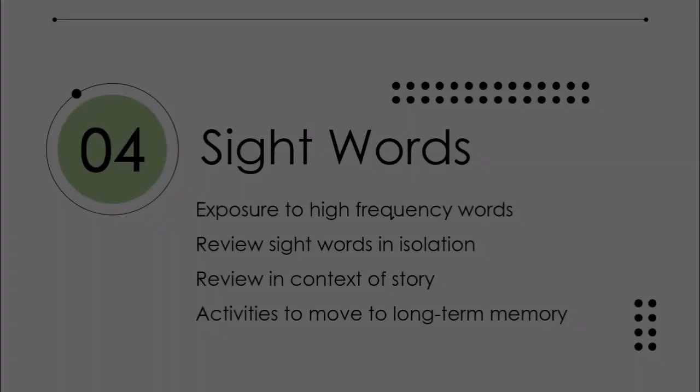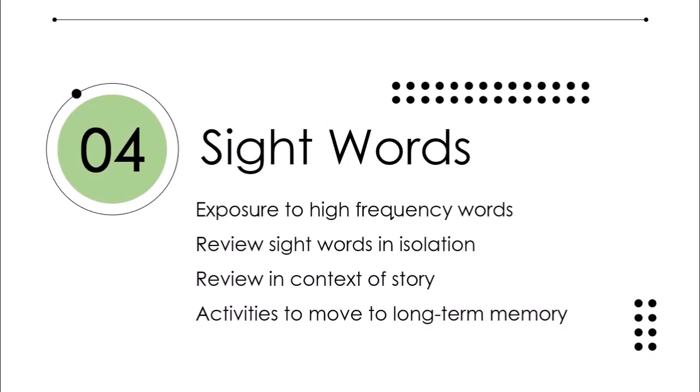To recap, you can practice sight words with your students by exposing them to high-frequency words in the story altogether, then practicing them in isolation on the review pages at the end of each book, then going back and rereading, trying to find the sight words in the context of the story. Finally, you can do different activities to move sight words to long-term memory, such as spelling them with a partner or on their own.